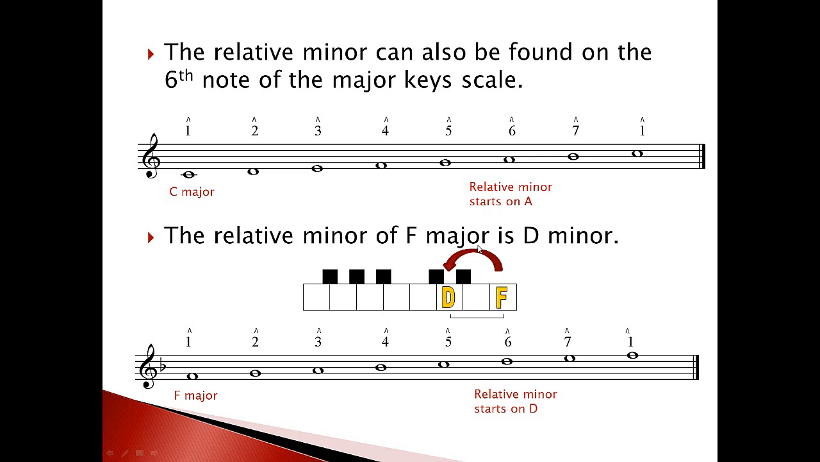The relative minor of F major is D minor. If we count up 6, F, G, A, B, C, D, we land on D in the F major scale, and that gives us the D minor scale. And the D minor scale has the same key signature, 1 flat. Another way to look at it is count 3 semitones down from F. 1, 2, 3, and you get to D minor. So whatever's easiest for you, either 3 semitones backwards or 6 notes up.